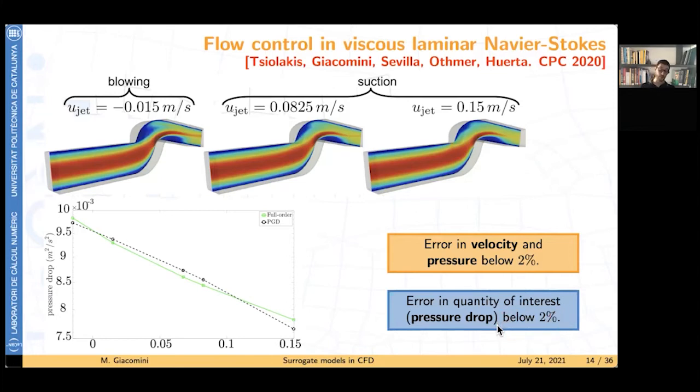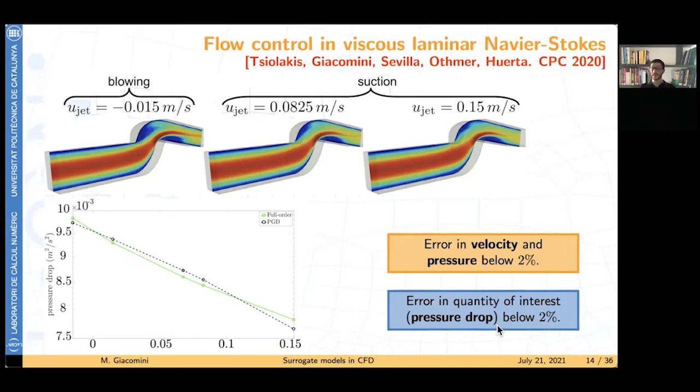What is more, we can construct separated response surfaces. So how the quantity of interest, which is our pressure drop, varies as a function of the parameters. And here I'm reporting as a dashed black line the solution of the surrogate model and how it compares with the solid line, which is the reference solution. So again, we have good agreement well within the range of acceptability of industrial precision.